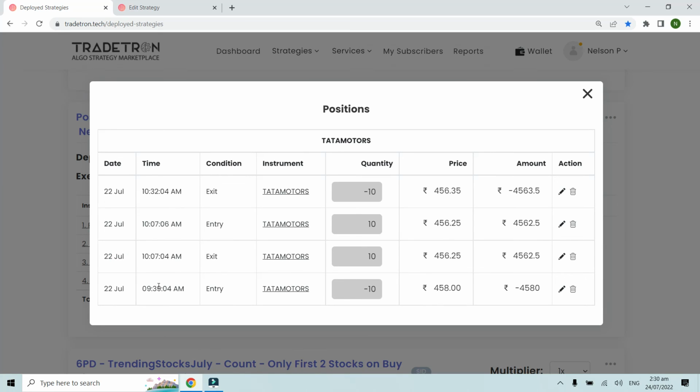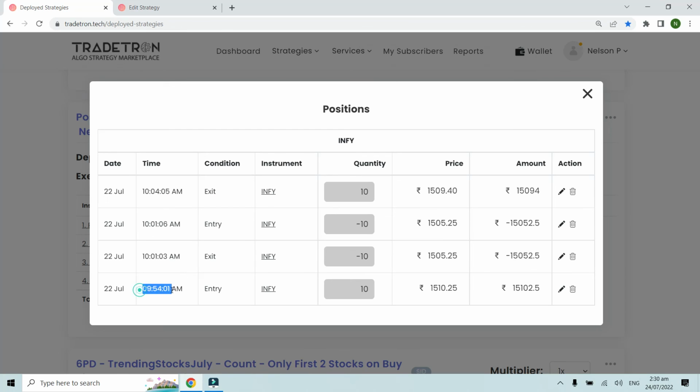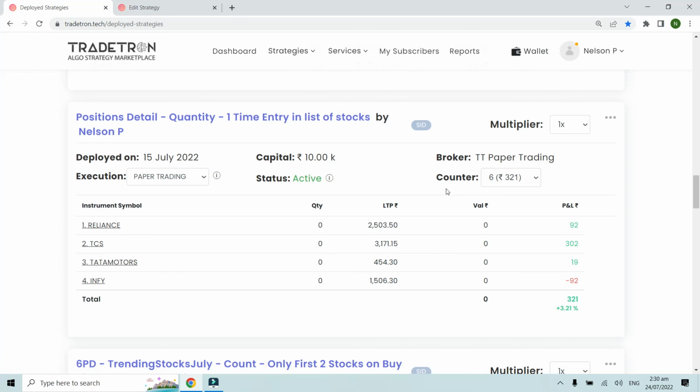Similarly for Tata Motors also, one entry on the short side first of all. After that, there was an exit at 10:07 a.m. of this particular quantity, and again at the same time there was an entry on the long side which was exited at 10:32. And over here Infy also, the same thing happened. At 9:54 there was an entry on the long side in this case. Then the exit of that happened at 10:01, and at the same time, as you can see, immediately it also took an entry on the short side and it exited at 10:04, and after that it has not taken any entry.